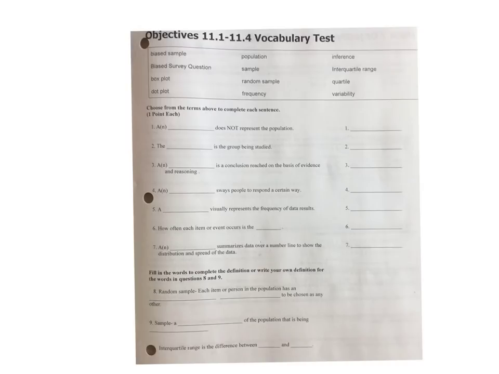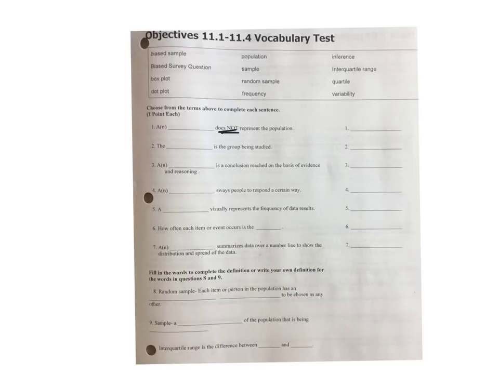In question number 1, we are looking for the word that fits a blank does not represent the population. Make your choice from the words above and write it on the line. For question number 2, it is the group being studied. This is the whole group being studied. From the choices above, pick the word that best fits and write it on the line.